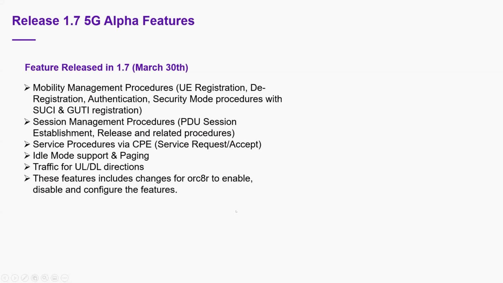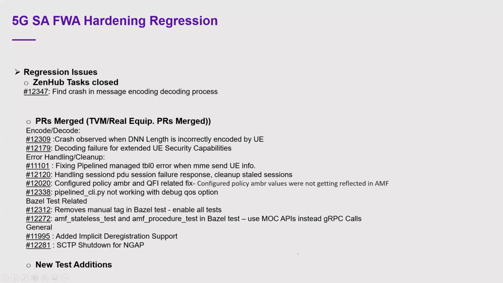This is just highlighting the 1.7 features which are already released as alpha in 1.7. So I think people are already aware of it, so I'll pass on to this. This is the hardening for regression testing issues. We have a lot of issues found and fixed, and we have two crash fixes here related to encoding and decoding, and one is tied up with the DNS encoding length issue. And also there's another decoding failure issue related to UE security capabilities with all the extended values.